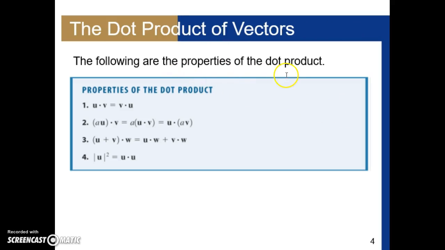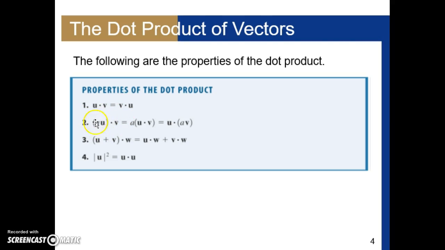So here are the properties of the dot product. The dot product is commutative. If you're given two vectors, you're going to get the same dot product whether you take vector u times vector v or vector v times vector u.